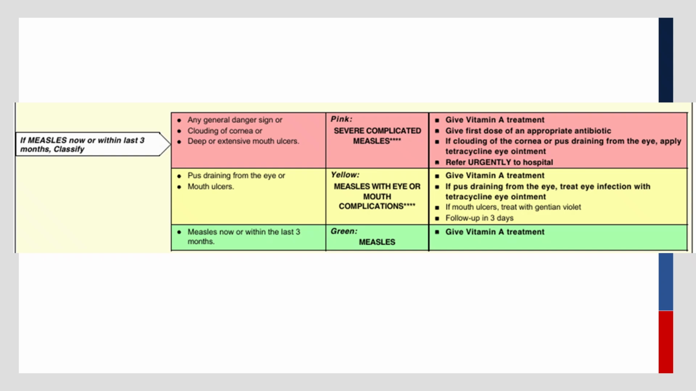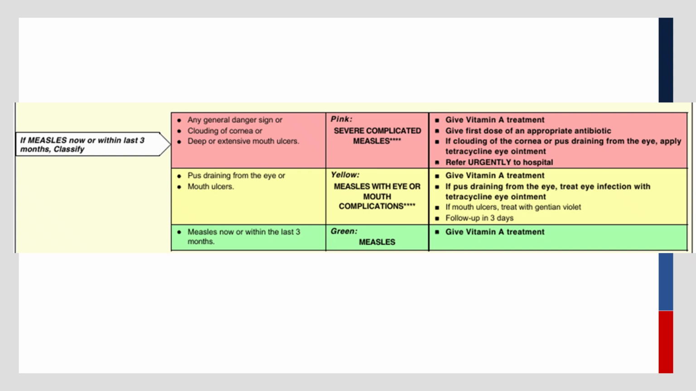So how are you going to manage a case of measles? Again, you have to classify on pink, yellow, or green. So pink or red is if there are danger signs present, or if there is clouding of cornea that we saw just a while back, or there are deep, extensive mouth ulcers. Because of these ulcers, the child would not be able to eat. So if any of the danger signs we discussed previously, clouding of cornea, or extensive mouth ulcers are present, you are going to label this as severe complicated measles.